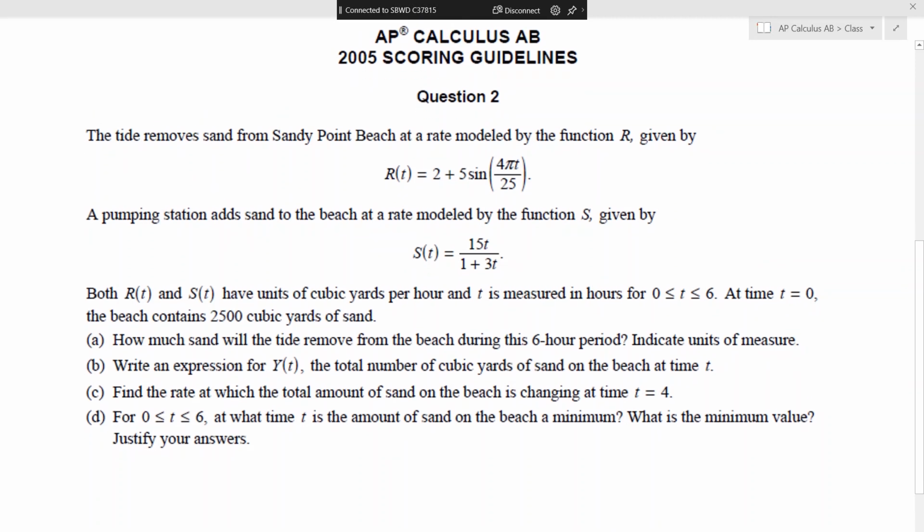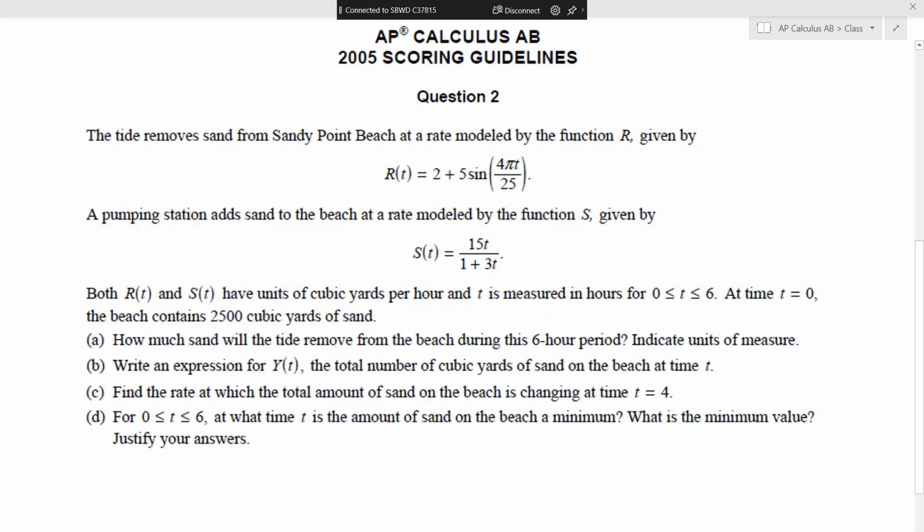So just note the wording here. The tide removes sand from Sandy Point Beach at a rate modeled by the function R. R of t equals this thing. Right away, we know that R of t is a derivative because it's the rate that sand is being removed. If we integrate R of t over an interval, it's going to tell me how much sand was removed.